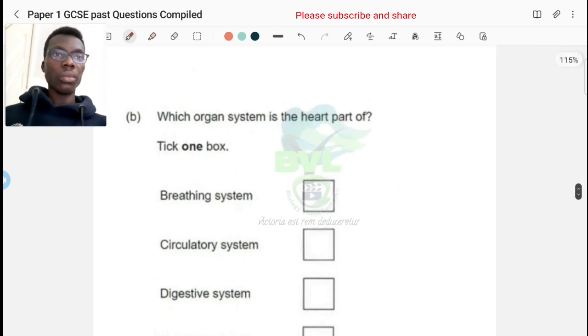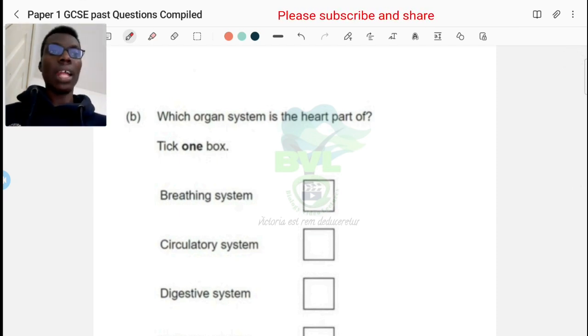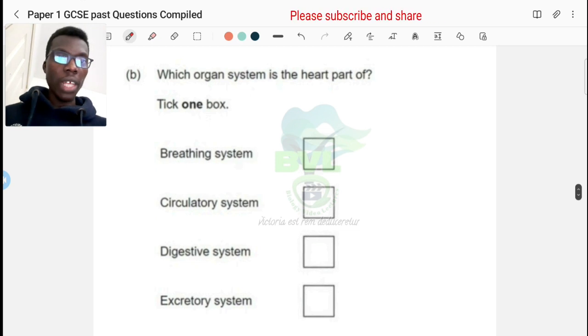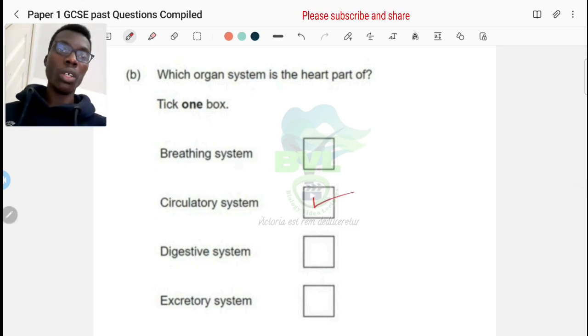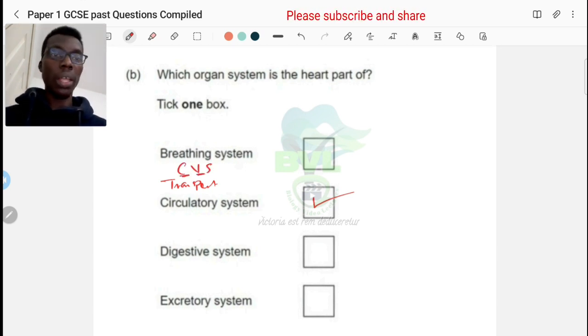Okay. Which organ system is the heart part of? That should be the circulatory system, which is otherwise called the transport system, and otherwise called the cardiovascular system, which is the heart and vessels, so to say.